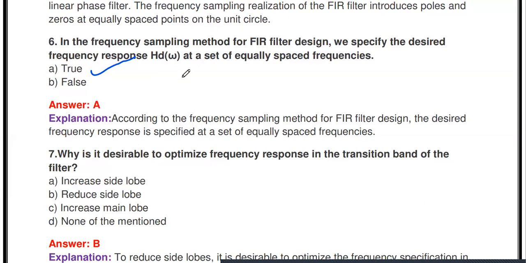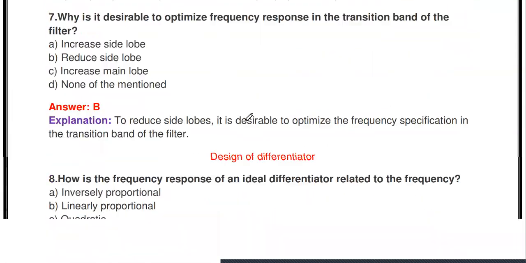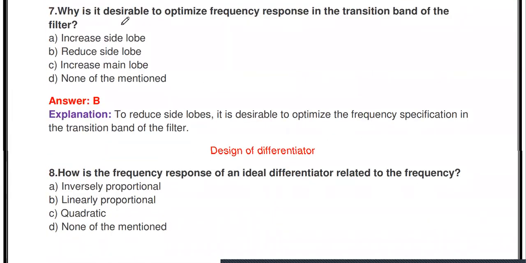In the frequency sampling method, H_d(e^{jω}) has to be set at equally spaced frequencies. The next question: why is it desirable to optimize the frequency response in the transition band of the filter? In order to reduce the side lobe.